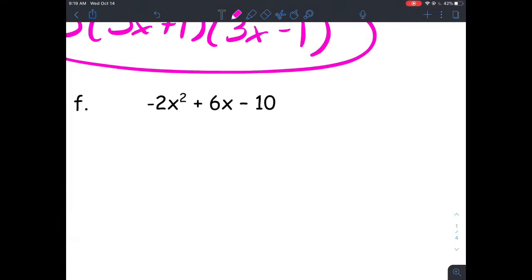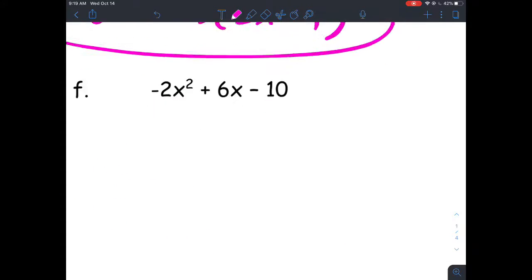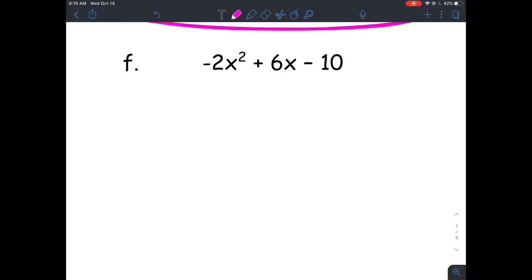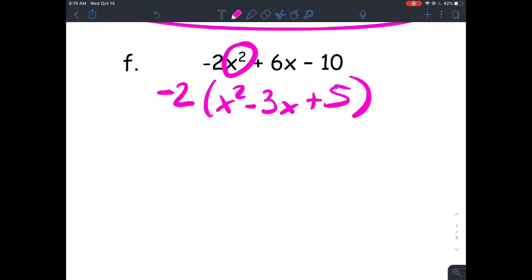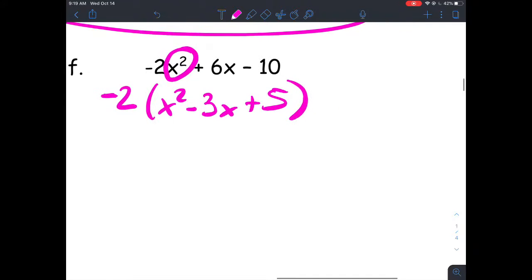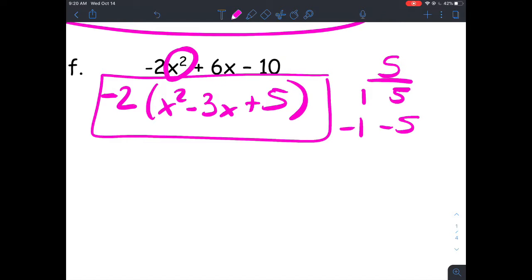Now for this one, you have to take out a greatest common factor. My greatest common factor is going to be a negative 2. Now, why am I taking the negative out? Because the negative is on the highest power. So I'm going to get x squared minus 3x plus 5. Then I look and see if I can factor this further. So I have to look at factors of 5. 5 is prime, so the only factors you have are 1 and 5, or -1 and -5. Neither of those are going to add up to give you that -3. So this would stop right there.